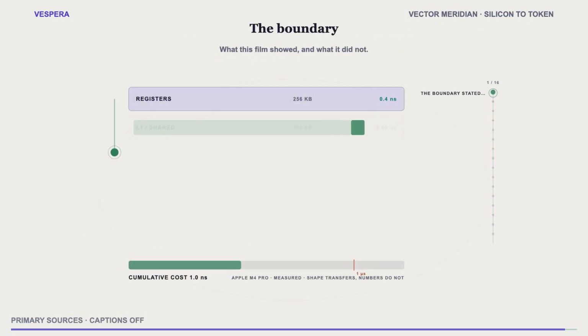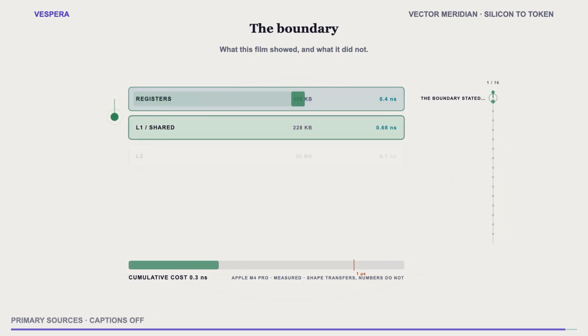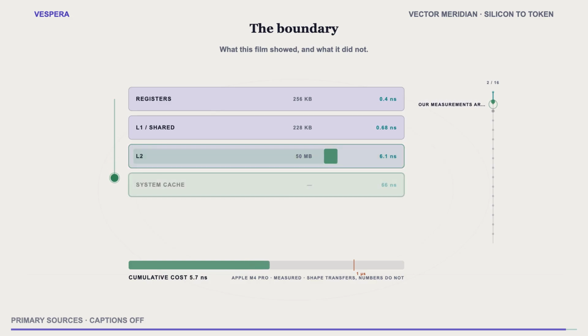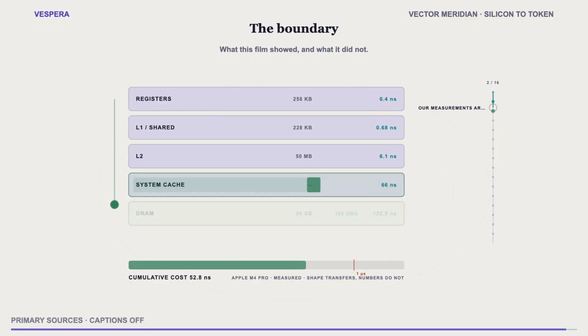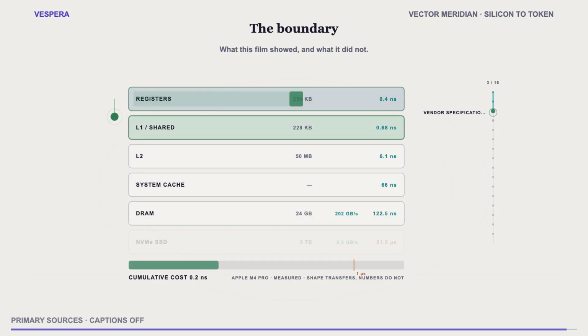We have gone from a doped silicon crystal to a token. And I want to close by being precise about what this film has shown and what it has not. What it has shown, I think, securely, is a single physical fact and its consequences. Arithmetic is cheap, moving numbers is expensive. The gap between them has widened for 20 years and continues to widen. Everything we examined, the design of the GPU, the memory hierarchy, tensor cores, CUDA structure, KV caching, flash attention, quantization, speculative decoding, every form of parallelism, is a response to that one fact.